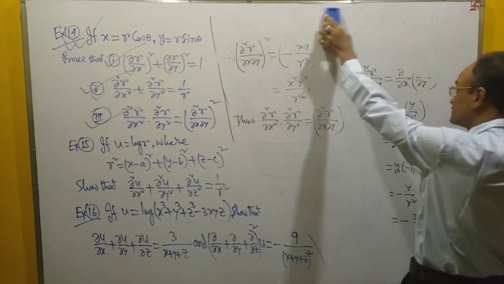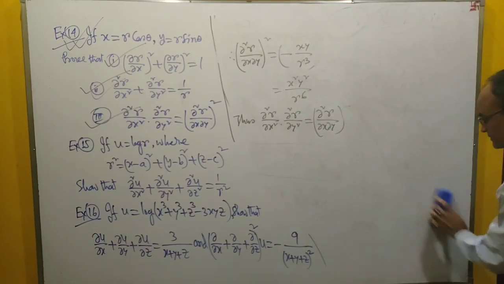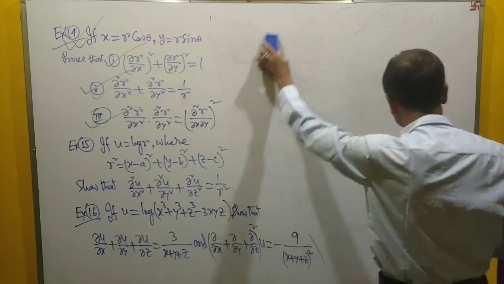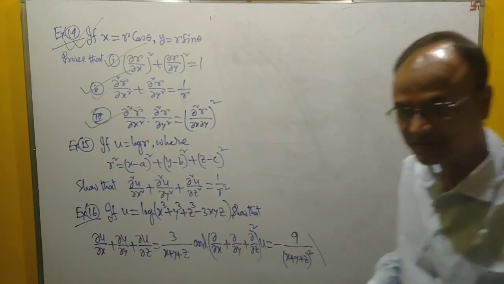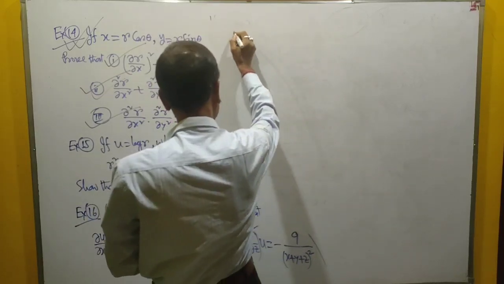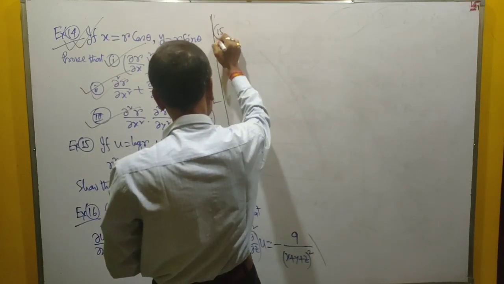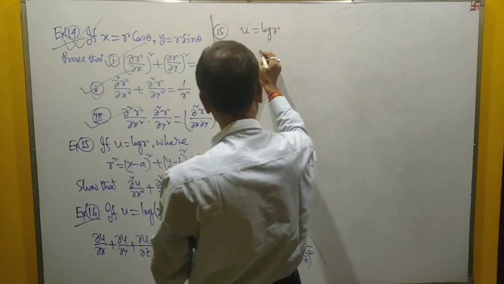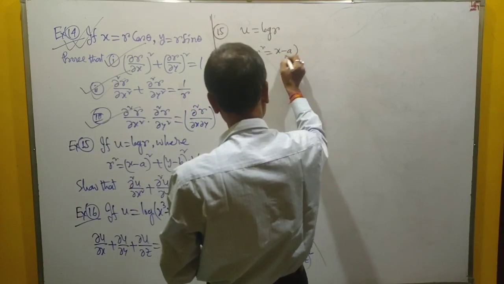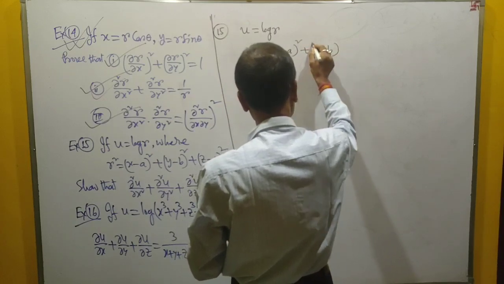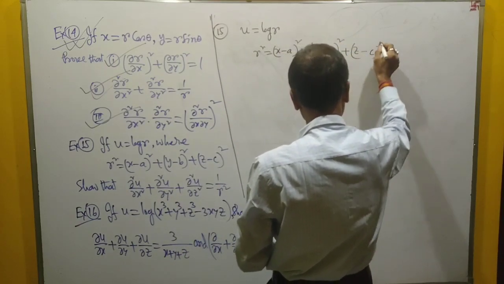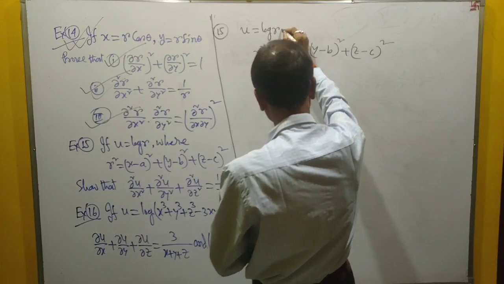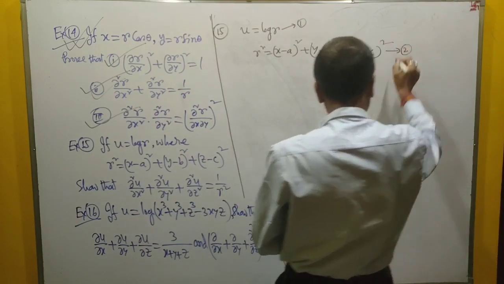We have proved this one. Now, question number 15. u equal to log r. r square equal to x minus a whole square plus y minus b whole square plus z minus c whole square. r square equal to this. Suppose this is number 1, this is number 2.